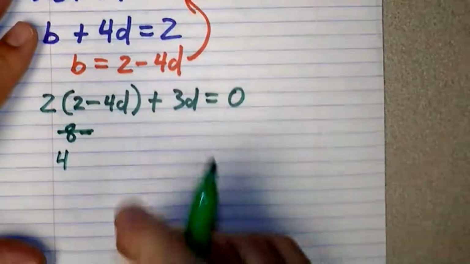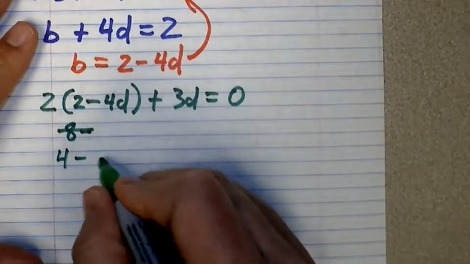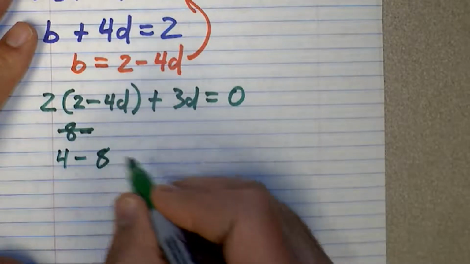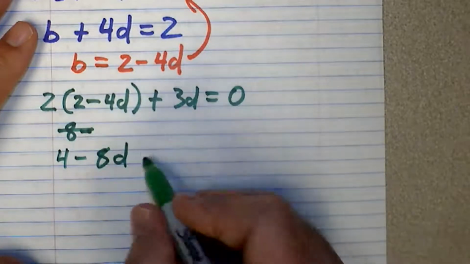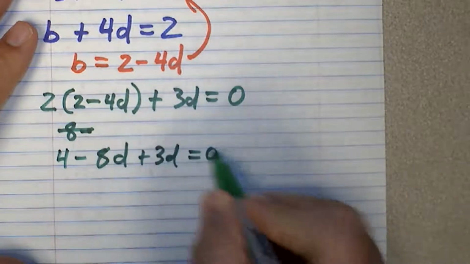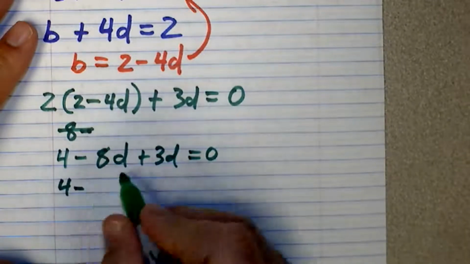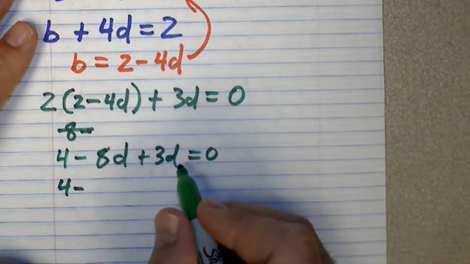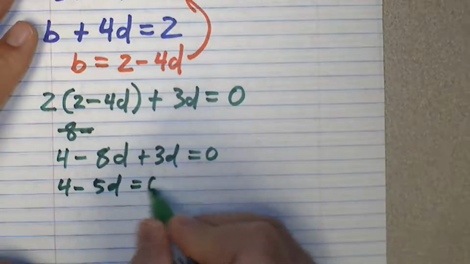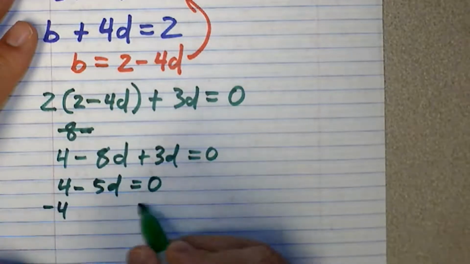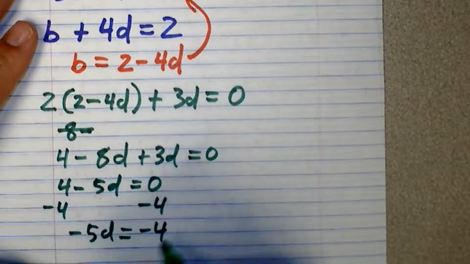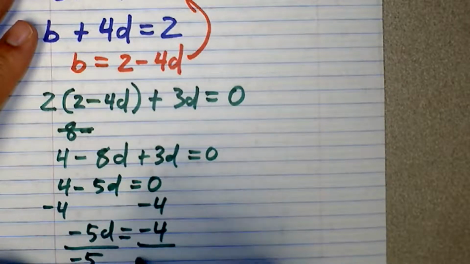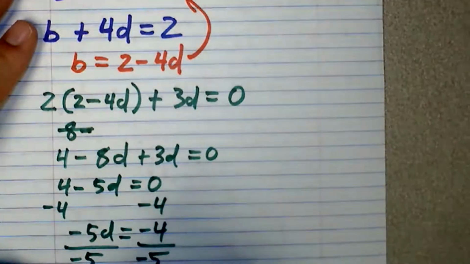For those of you who might have missed that, you got to laugh at yourself. Okay, 4 minus 8D plus 3D equals 0. Minus 8D plus 3D is going to be minus 5D, so 4 minus 5D equals 0. Minus 4, minus 4. Negative 5D equals negative 4. Over negative 5, over negative 5. D equals 4 over 5.